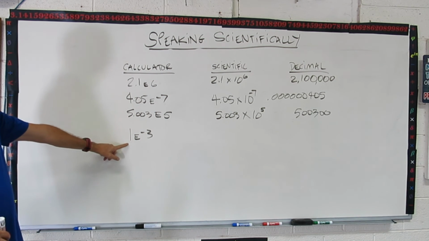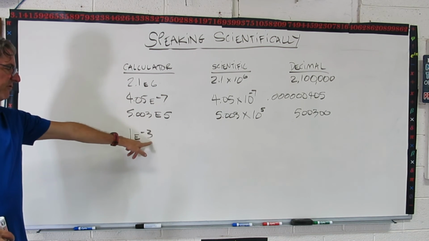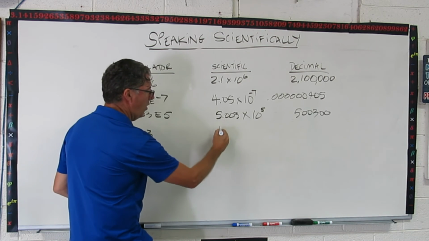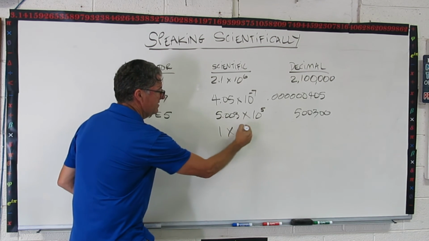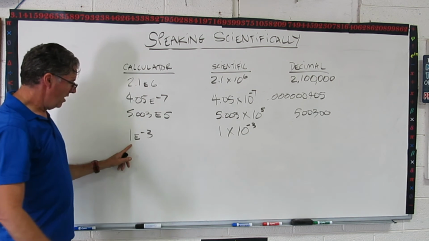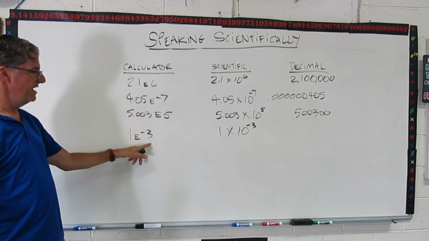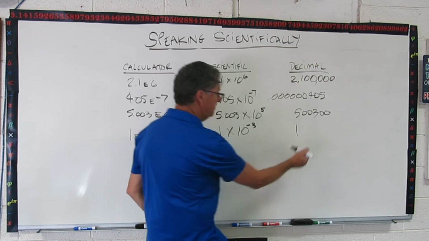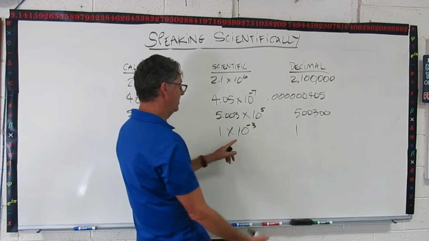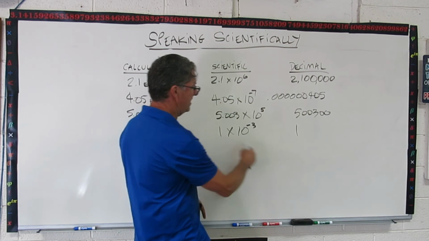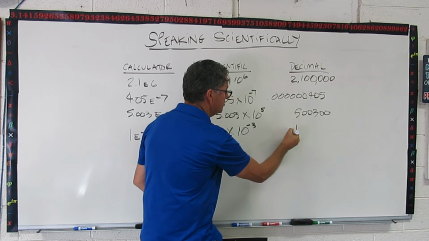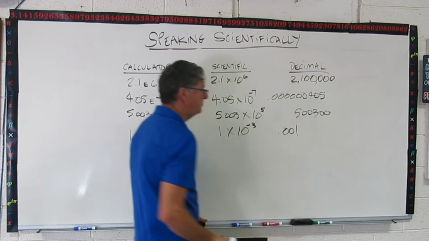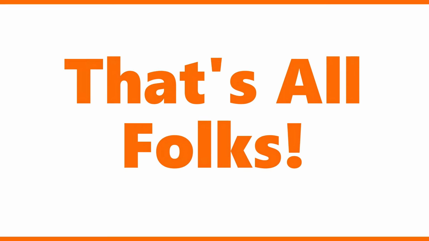Okay, last one. 1E negative 3. That's going to be 1 times 10 to the negative 3. Now to go into decimal, we're going to write our 1, that's what we have, and we're going to go 3 this way. So 1, 2, 3. That's 0.001.